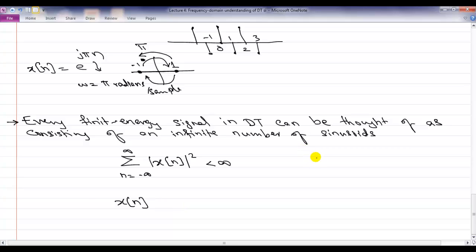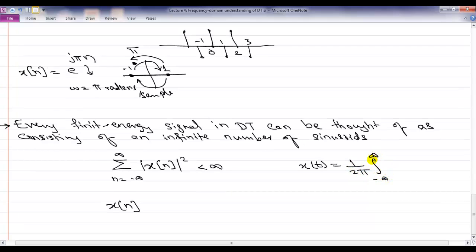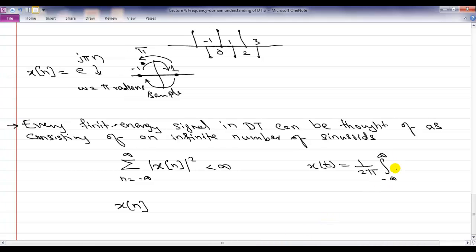So if you remember, what we had said was x of t is 1 over 2 pi, integral from minus infinity to infinity, of X of j omega e to the j omega t d omega, right? And what this meant was that it consists of an infinite number of frequencies. Their frequency is omega, and this is the amplitude and phase of the frequency, which we call the continuous time Fourier transform. We want to do the same for discrete time, so we get this.